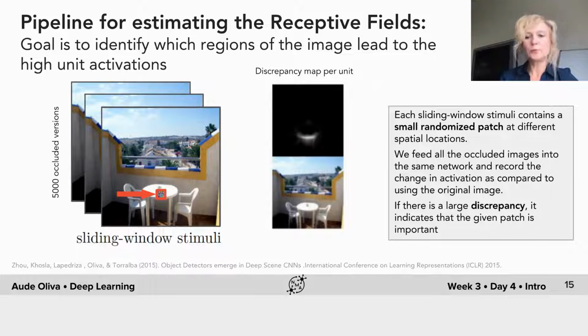Each sliding window stimulus contains a small randomized patch at different spatial locations, as I've shown you. And we compare the activation response of the sliding window stimuli with the activation response of the original image. We feed all the occluded images, about 5,000 here, into the same network and record the change in activation as compared to using the original image. If we see a large discrepancy, it indicates that the given patch is important for that unit. So what we obtain is a discrepancy map for each unit and each image that is shown.